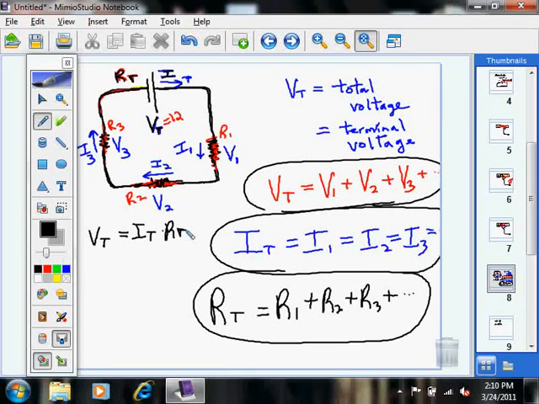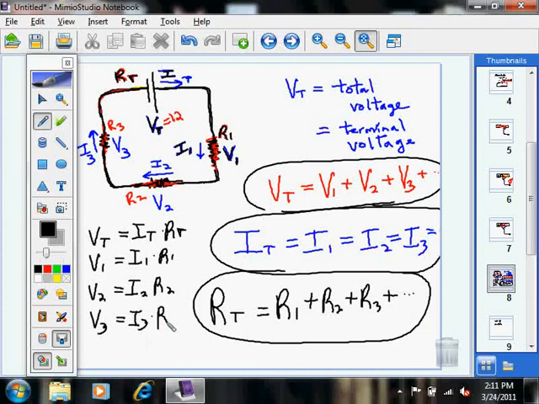Or if you're dealing with V1 and R1 and I1, it turns out that V1 equals I1 times R1. Likewise, V2 equals I2 times R2. And V3 equals I3 times R3.